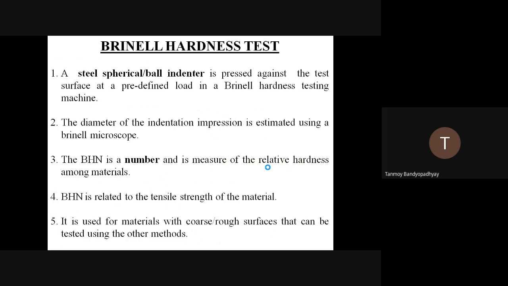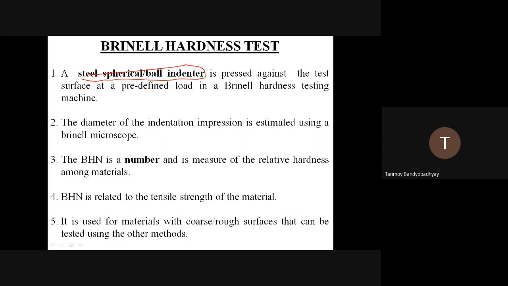Okay, so now coming to the Brinell hardness test. This is a specific test. I had told you that there are two things I have to keep constant. The first thing is the indenter type. We use a steel ball indenter, either a steel spherical indenter or a ball indenter, as we say. The steel ball indenter is placed against the test surface at a predefined load.